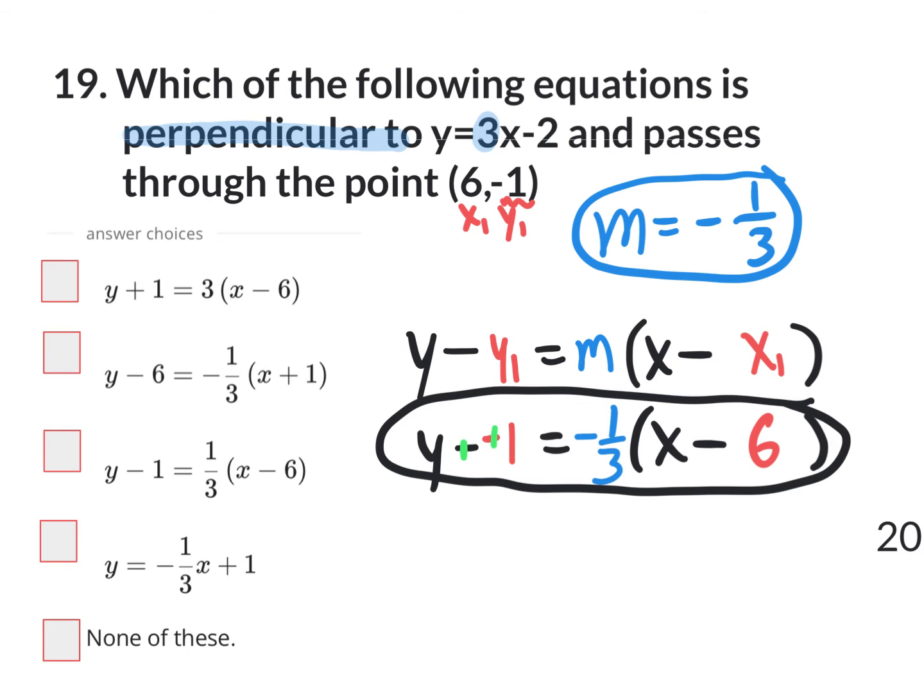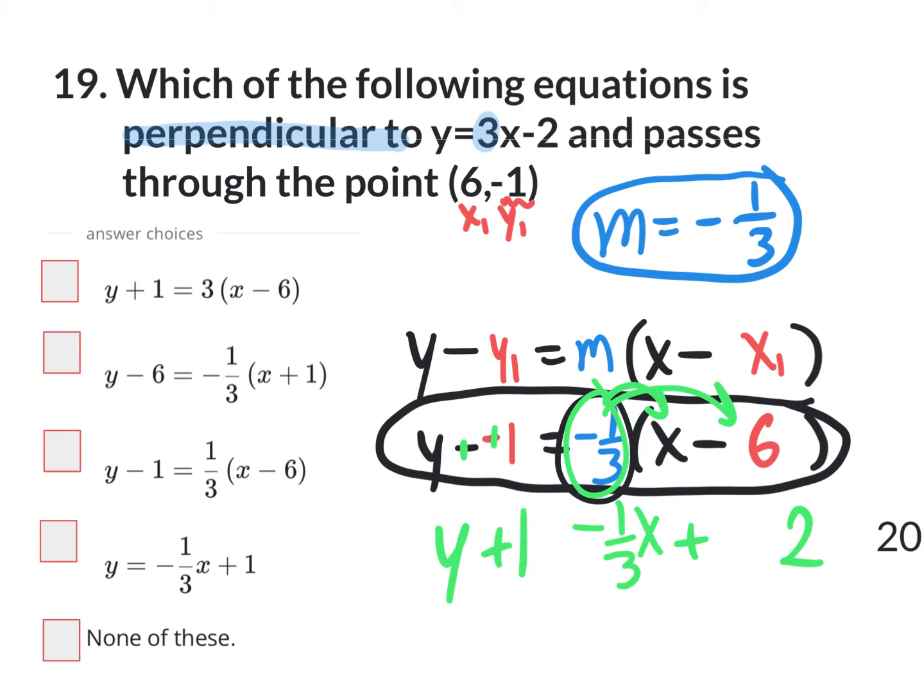How do we do that? Well, let's take this negative 1/3 and distribute. Negative 1/3 times x, it's negative 1/3 x. Negative 1/3 times negative 6, it's going to be a positive 6/3, right? 1/3 times 6 is 6/3, but 6/3 reduces down to 2, so that's really a plus 2. I'm going to erase the 6/3. So that's negative 1/3 x plus 2, and of course we have a y plus 1 over here on this side of the equal sign.